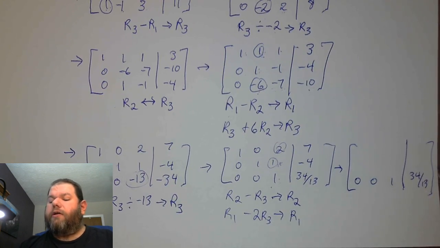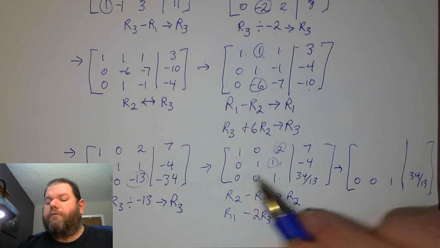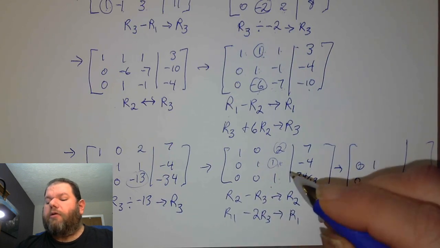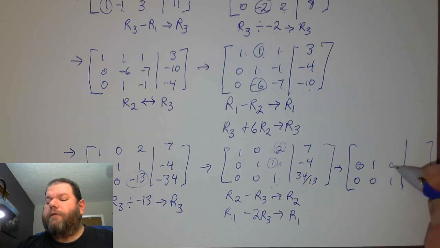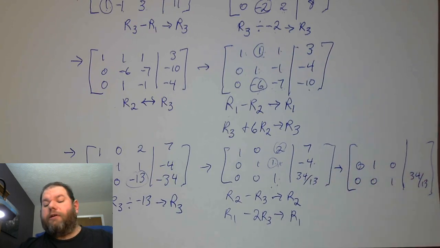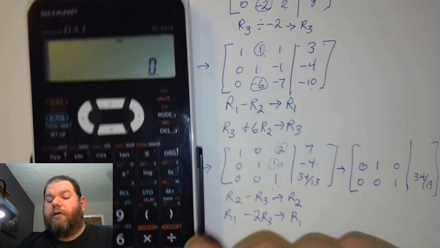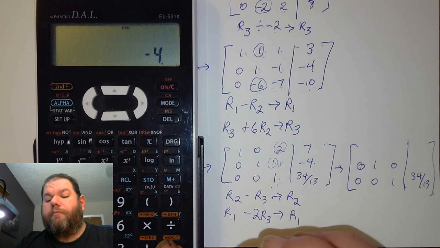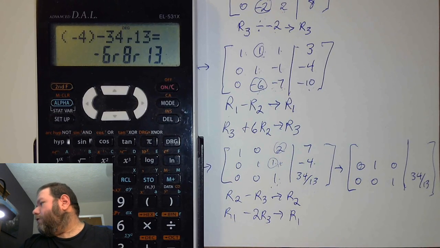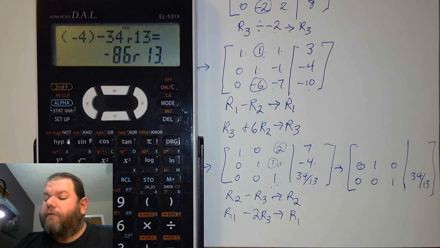The other rows are changing. So row 2 minus row 3, so 0 minus 0, 1 minus 0, 1 minus 1, 0, and then negative 4 minus 34 over 13. I'm actually going to use a calculator for that. Negative 4 minus 34 over 13. That is negative 86 over 13.